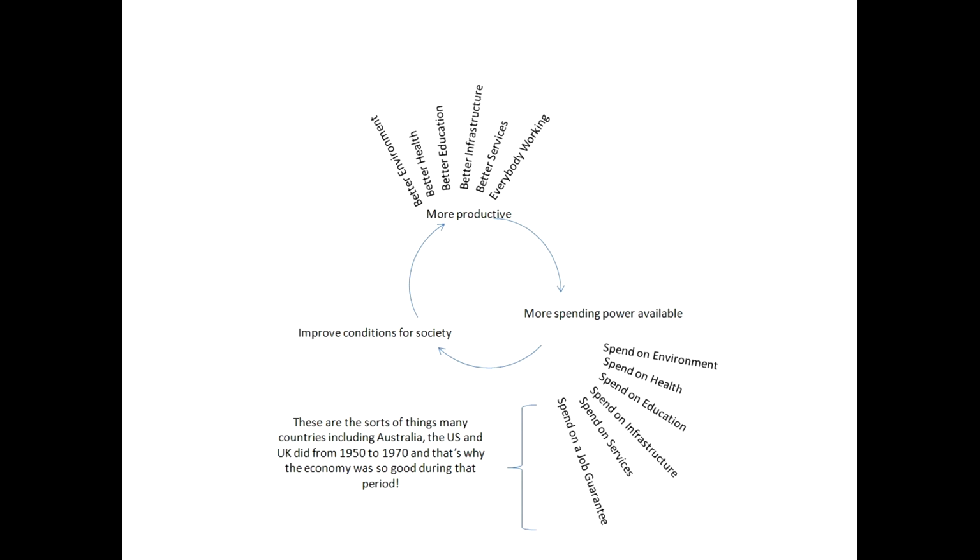And these are the sort of things that Australia and the US and the UK did after the war from 1950 to 1970. We did a lot of those. We established public health systems, improved our services, fixed up infrastructure and that sort of thing, and spent on education and improved that. And that's why we had such a good running economy in that period of time, because we were improving our productive capacity of our economy.